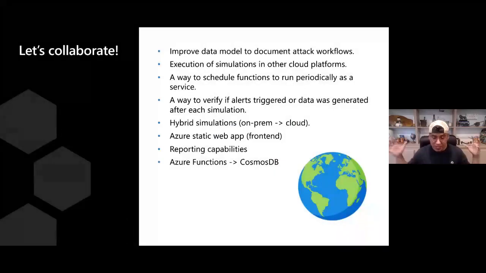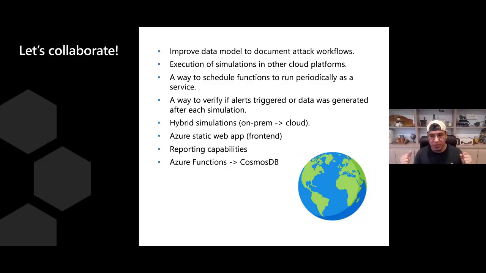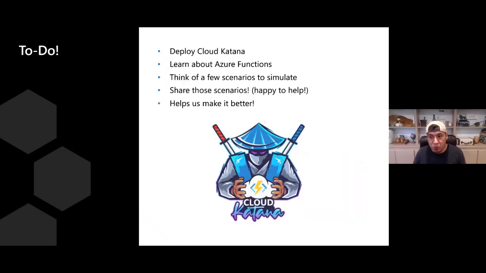For the future, there is a lot going on. So if you want to contribute, if you have any ideas, any questions, please let us know in general through the Cloud Katana GitHub repository, for example. You can open an issue. But overall, just to summarize, we want to improve the on-prem, right? The hybrid execution. We want to have reporting capabilities. We also want to add an Azure static web application so that we can make the interaction with the tool easier and not just through a Python or PowerShell client, for example. And then, of course, improve our graph knowledge capabilities as well.